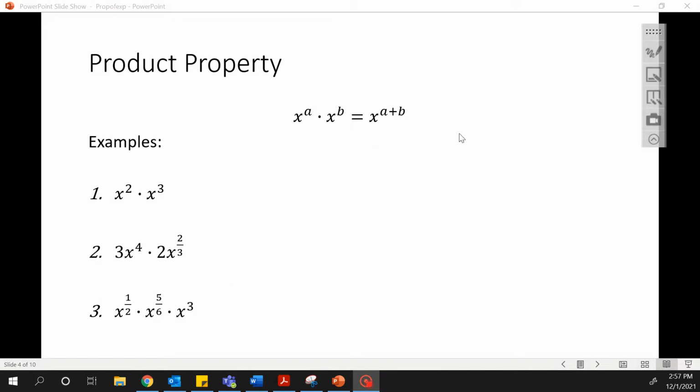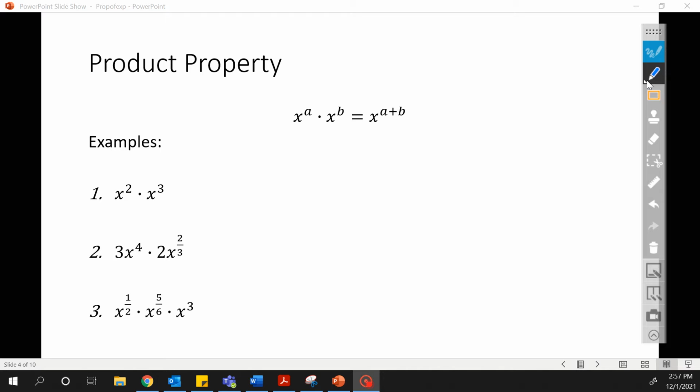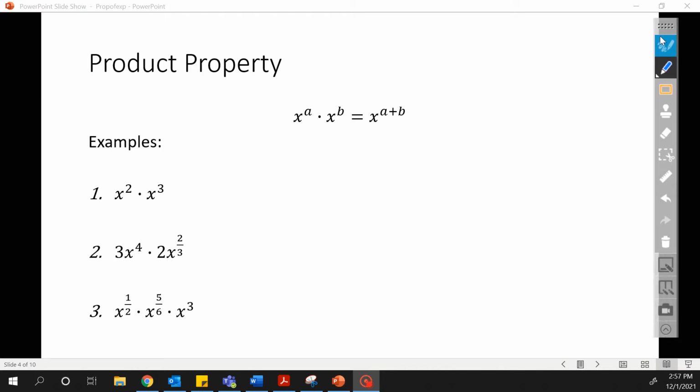The next property is the product property. The product property says that if you are multiplying things that have the same base, then you can add the exponents. So x to the a times x to the b is x to the a plus b. This is nice because it means we can combine and only have one base. We should never have a base show up more than once in a problem. The bases can always combine if they're being multiplied together. So, for example, x to the second times x to the third, those can combine to give us x to the fifth. We just add 2 and 3 together.